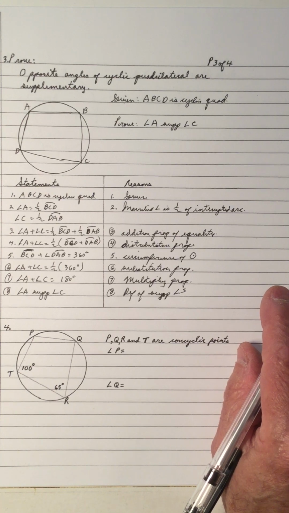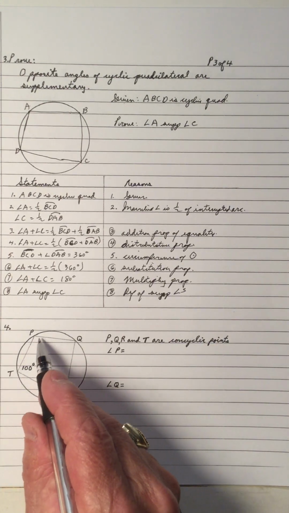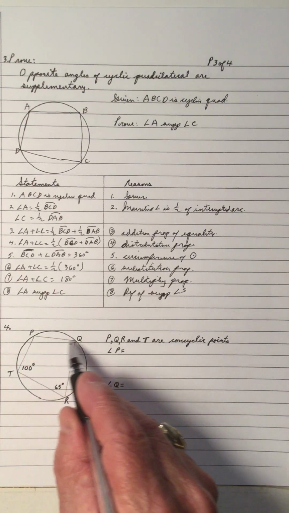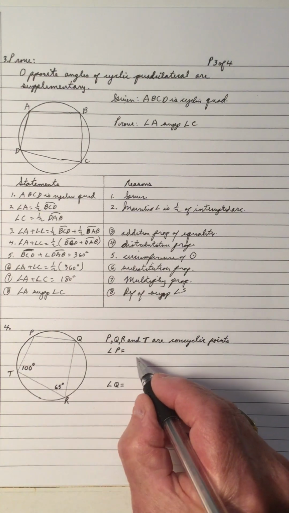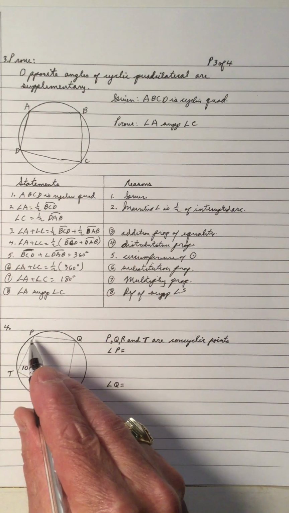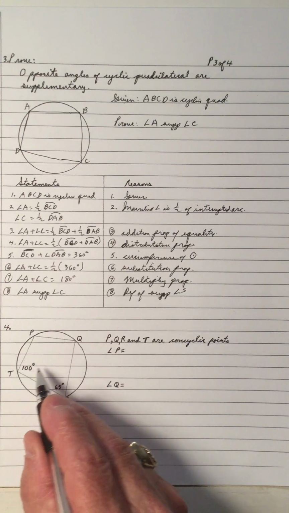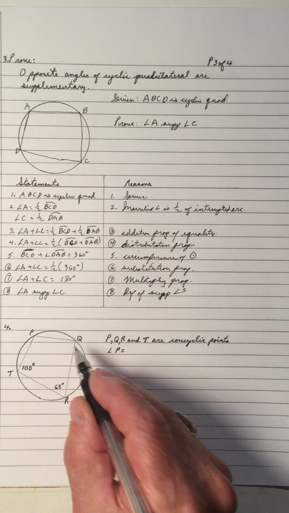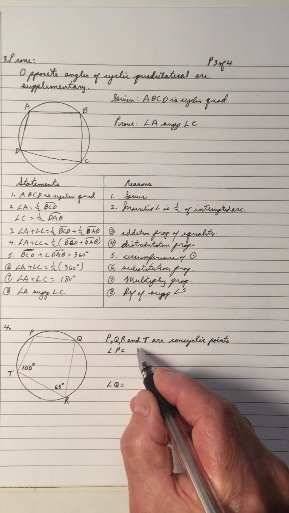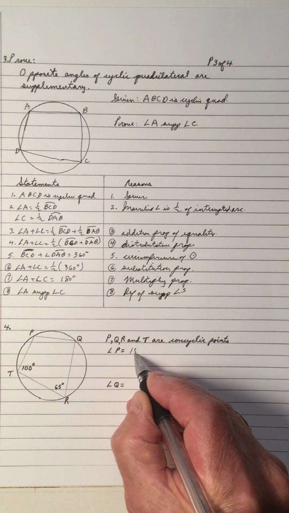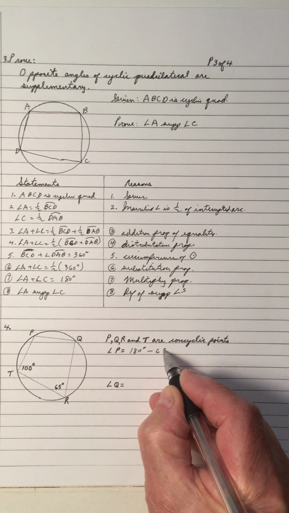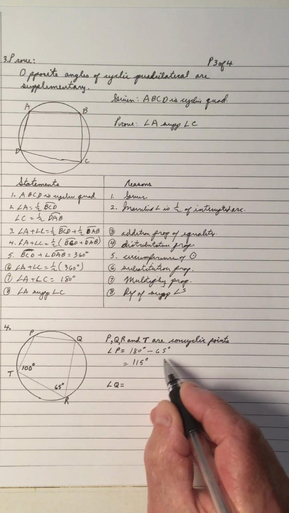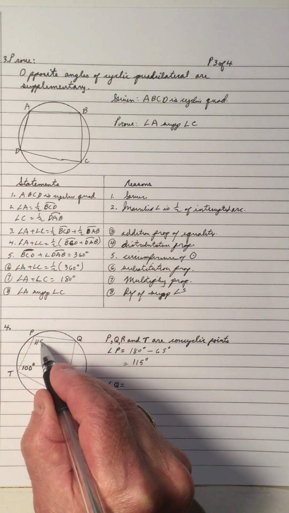So let's do some questions. Number 4, we have a quadrilateral PQRT, and these are concyclic points. So that means PQRT is a cyclic quadrilateral because these are concyclic points, and that means that opposite angles are supplementary. So angle P is 180 minus 65, which is 115. So this angle is 115.